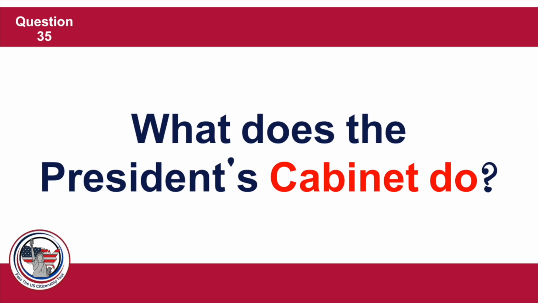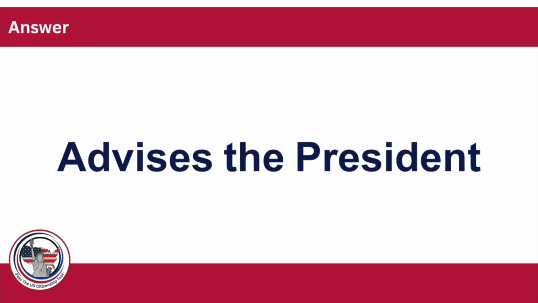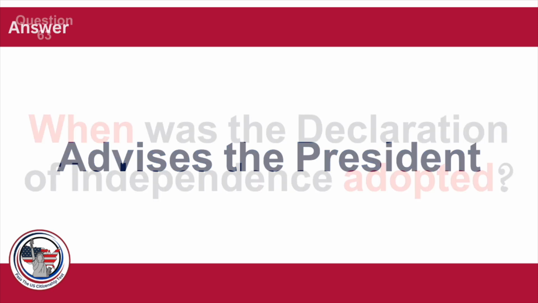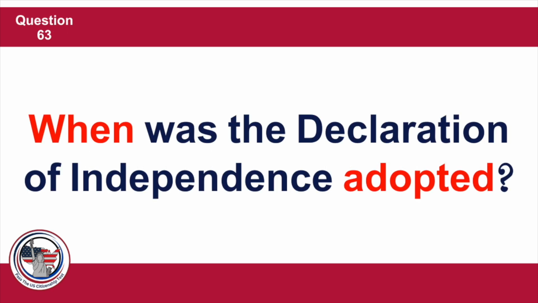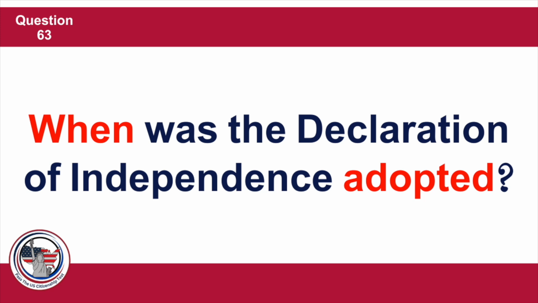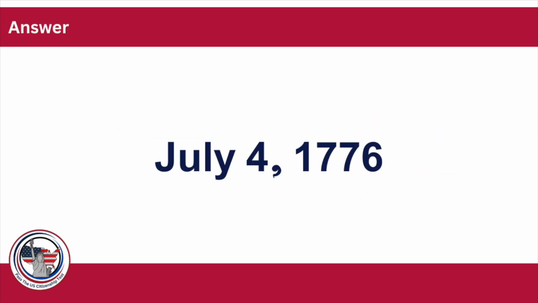What does the President's Cabinet do? Advises the President. When was the Declaration of Independence adopted? July 4, 1776.